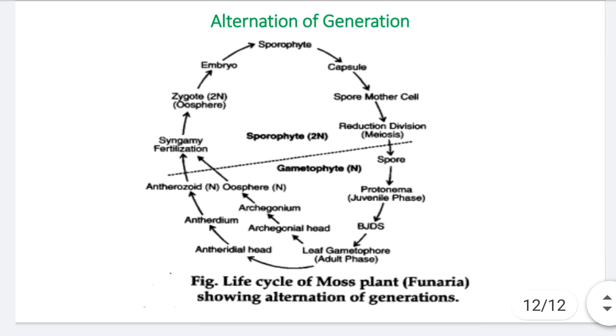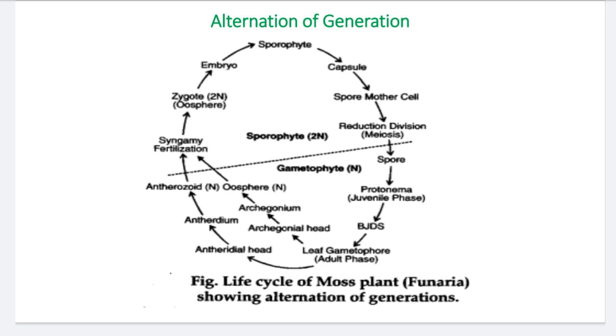Now alternation of generation. In alternation of generation, we are starting from the gametophytic plant body. Why? Because it is a dominant plant body. It is a long-lived plant body. It is a typically green plant body. It is a nutritionally independent plant body. So it is the main plant body in the bryophytes. So we are starting with the gametophytic plant body.